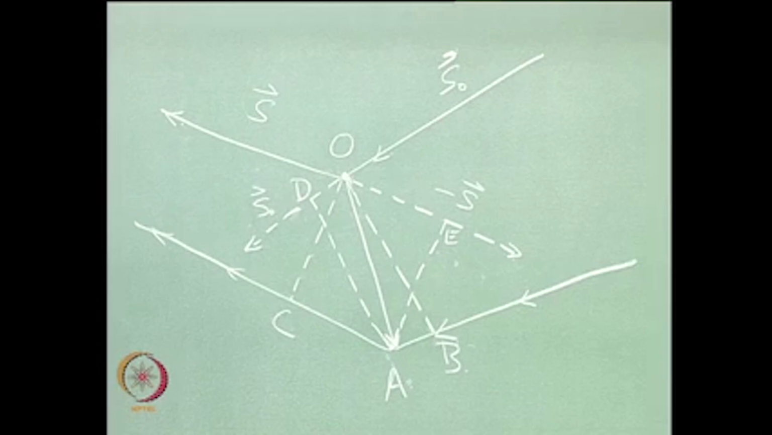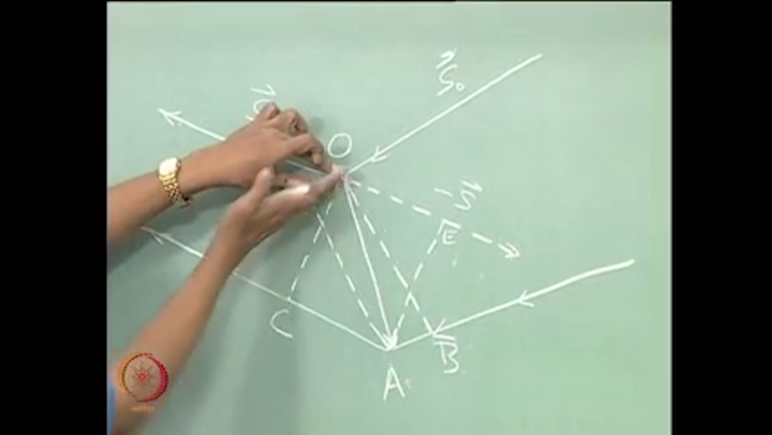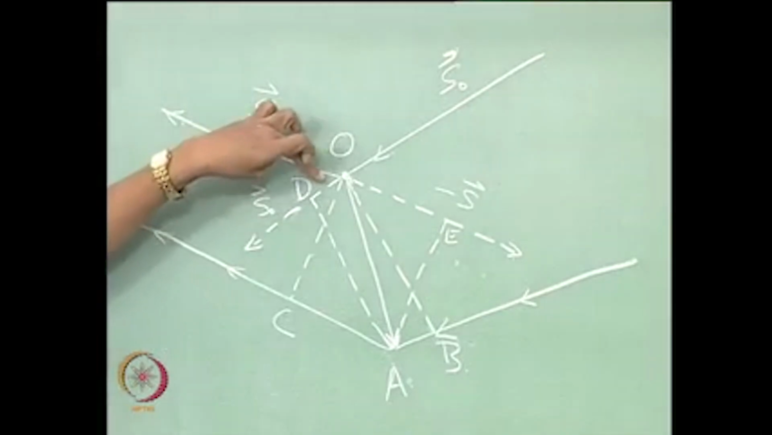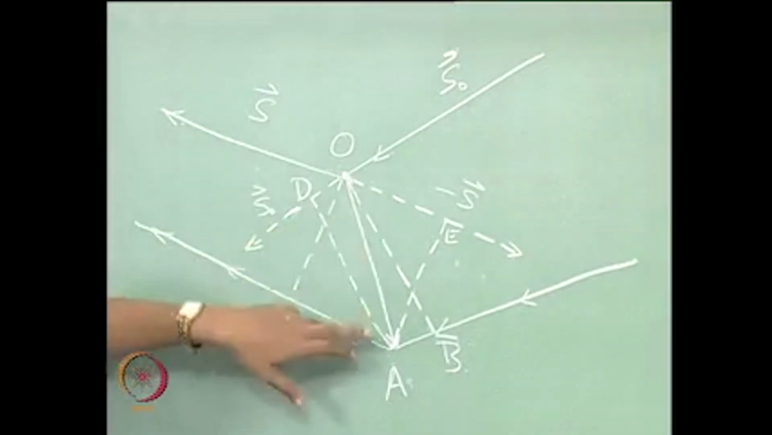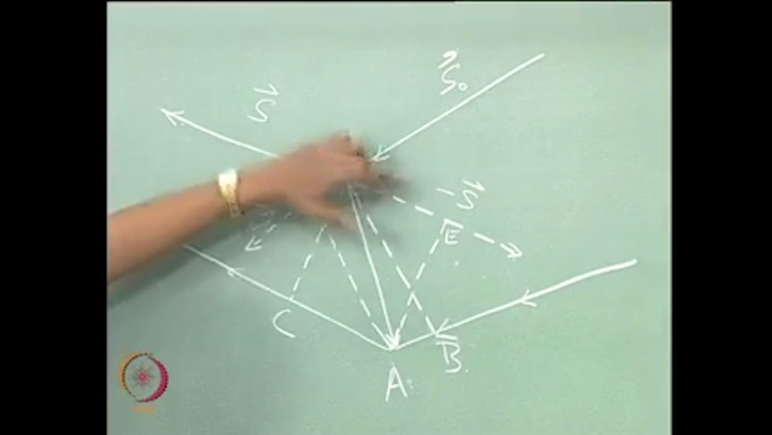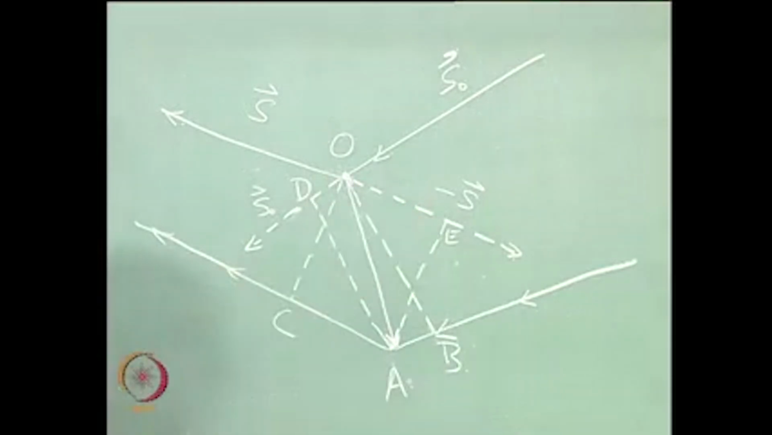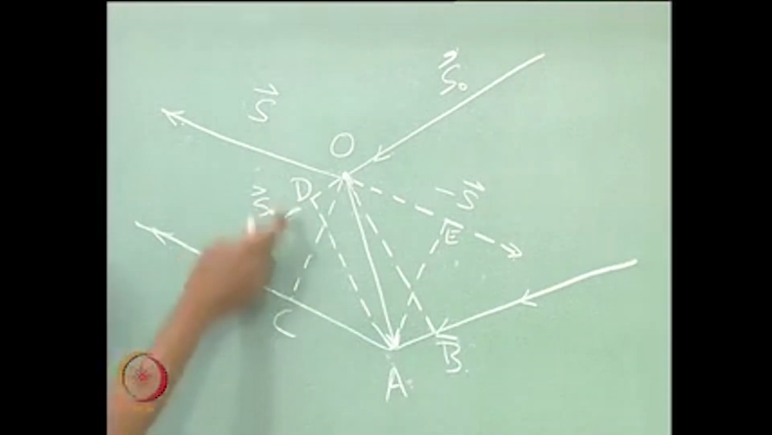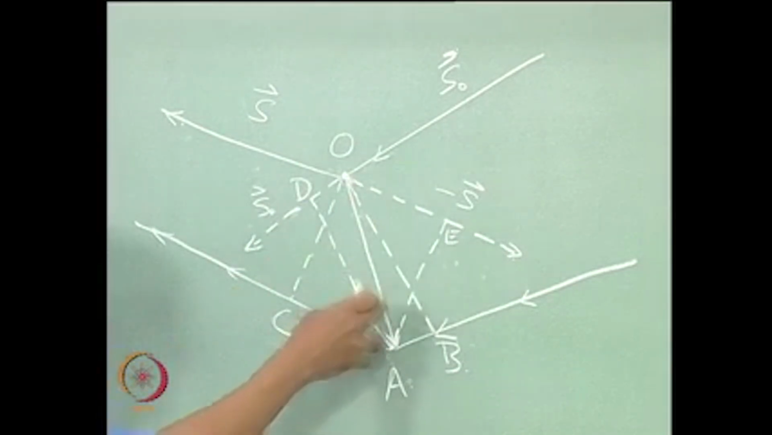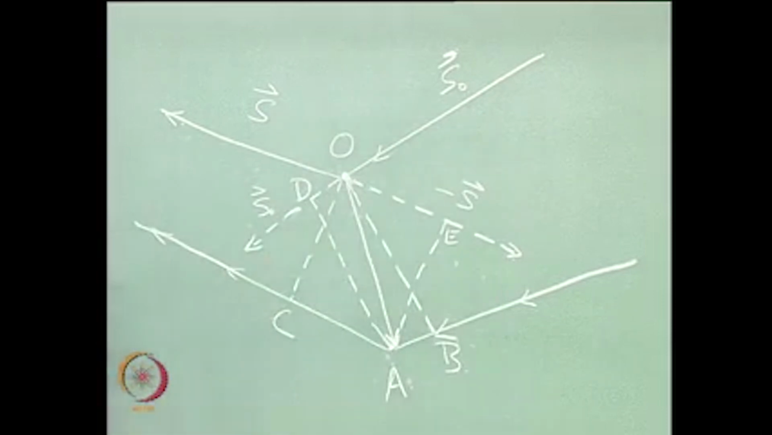This vector is OA. If you look at what OD is, it is the component of OA along this direction. So there is some angle theta here, so OA cos theta is what OD is, right. There is also a theta here, and OA cos theta with the theta here would give us this value OE. So in other words, OD is the component of this OA along the S naught direction, and OE is the component of the OA vector along the minus S direction.